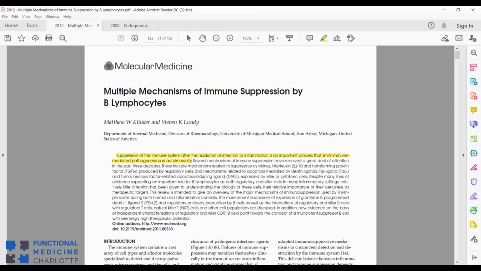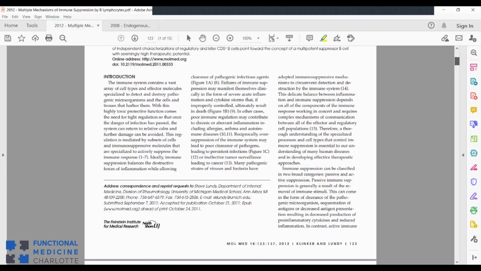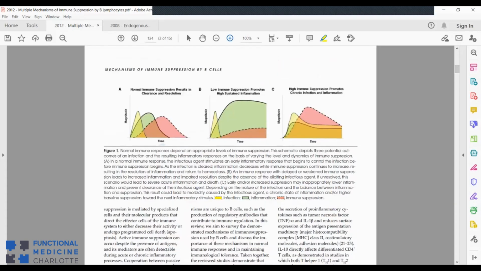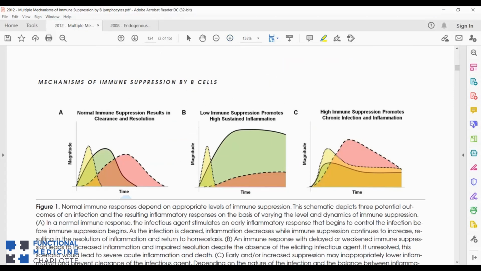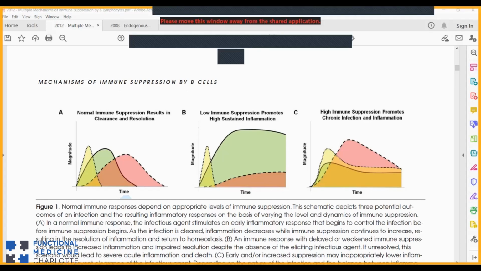And so the best way to go through this is to show you these graphics. And so the study lays it out in 3 graphics for us here. Graphic A is a normal immune response, and we'll start there. And so the y-axis is the magnitude of the response. The x-axis is the time. And so let me get a pointer here to best go through this for you.